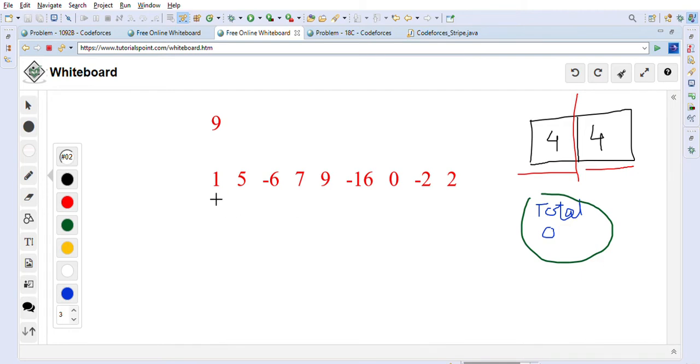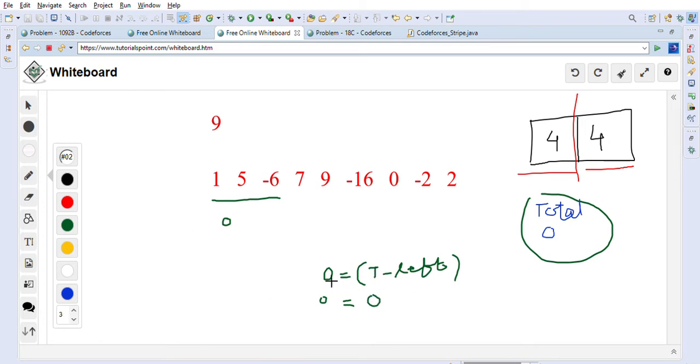Then whenever we reach any position, we will calculate the sum of the left part, right? For example, when we reach this position, the sum of the left part is 0. And right part sum is equal to total sum minus left part sum. So the left sum is 0, and the right sum is the total, 0, minus 0, which is equal to 0, right?